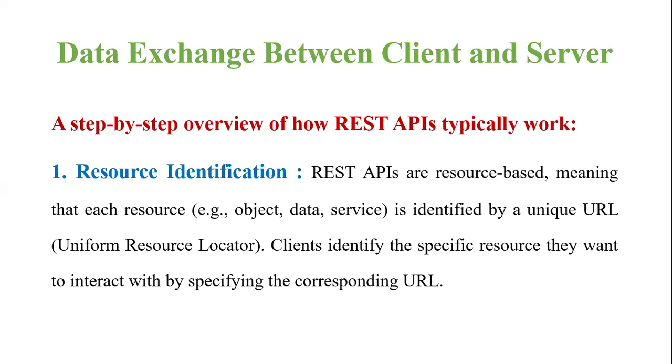First, it should know the resources, that is resource identification. REST APIs are resource-based, meaning that each resource, like an object, data, or service, is identified by a unique URL. Clients identify the specific resource they want to interact with by specifying the corresponding URL.